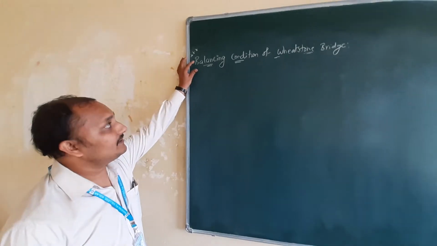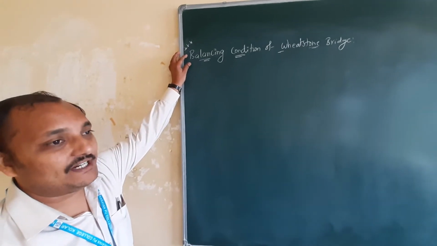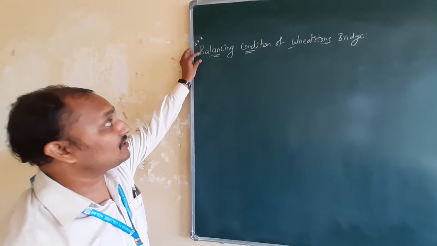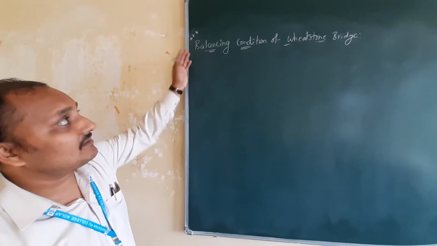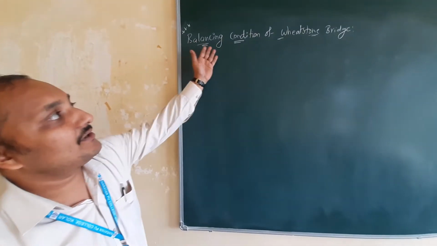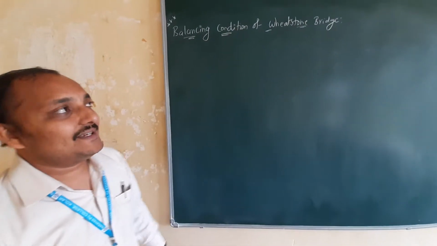See our next topic, balancing condition of Wheatstone bridge. Very, very important one for 5 marks question. This is application of Kirchhoff's law. By applying Kirchhoff's laws, we are going to get the balancing condition of Wheatstone bridge.